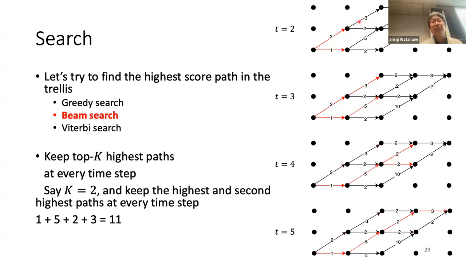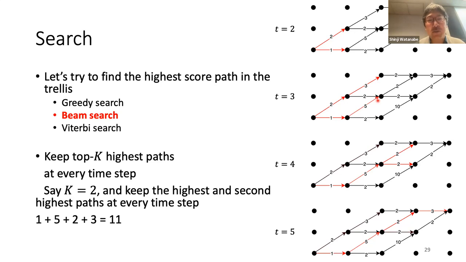And from here, we actually have an accumulation of the plus three and the plus two. And here, we also have an accumulation of plus five and plus two. And then we actually have four possibilities. We compute all four possibilities, and then we just keep the top two. And interestingly, it turns out that this path still exists. Actually, this path already has a higher score at this timing than the greedy search one. Greedy search, we just go through here, right? So the answer is that the beam search is almost always better than greedy search.